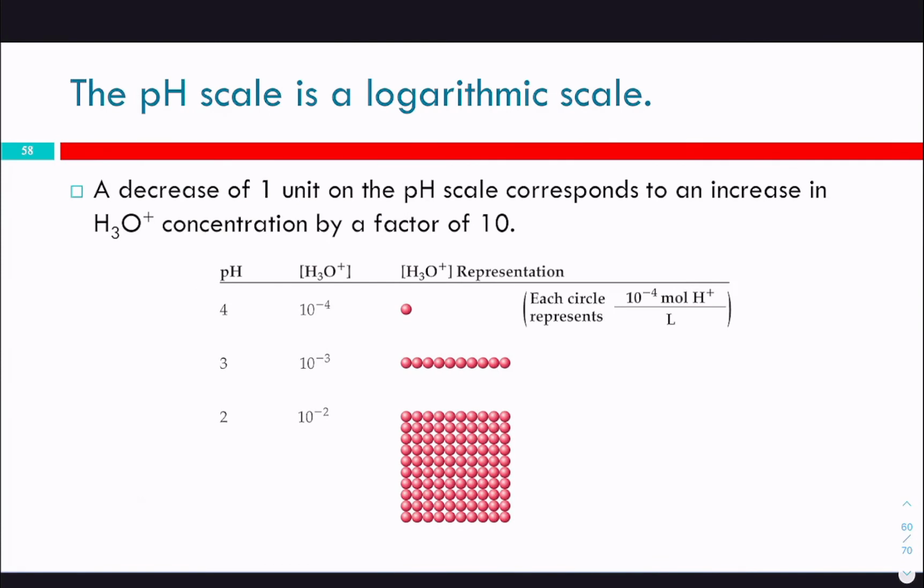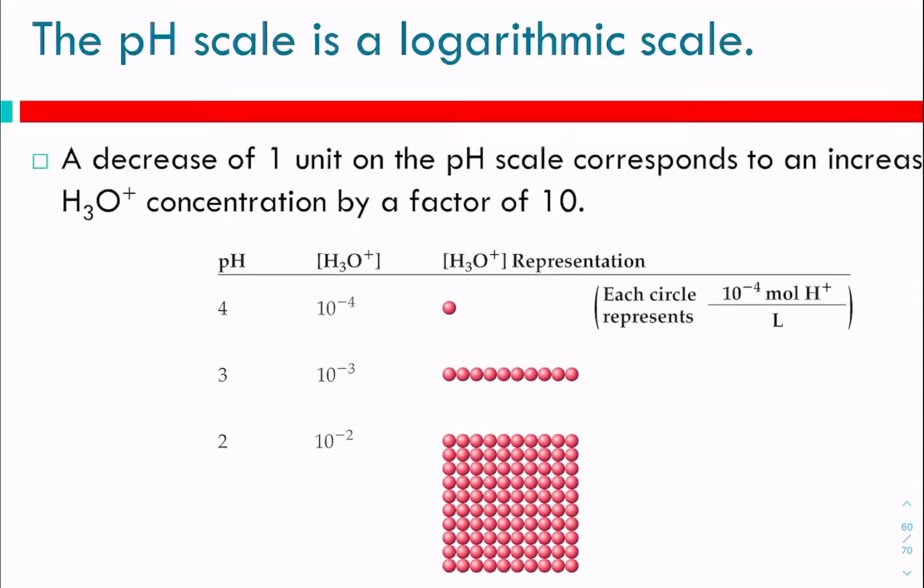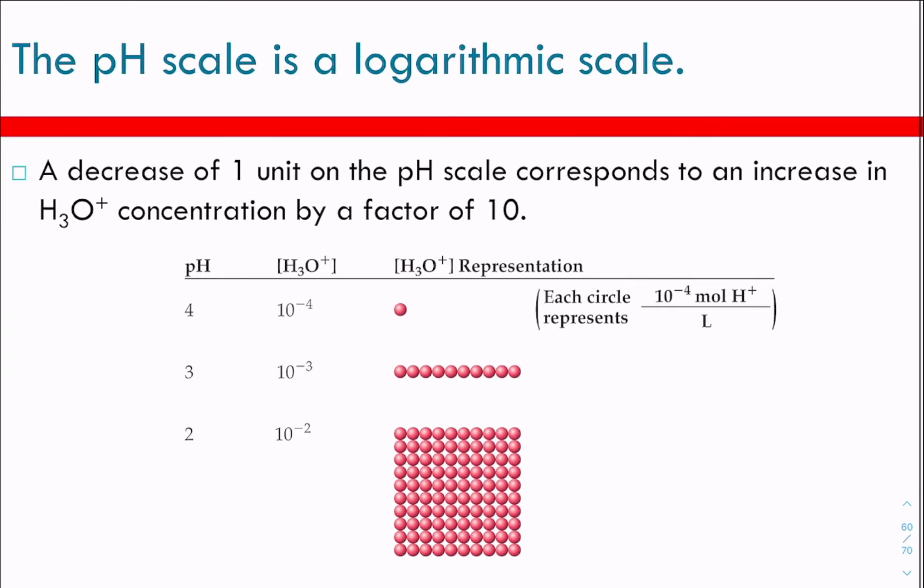We use a log function to do this. The log function basically takes numbers and compresses the distance between them. So, for example, if we have a pH of 4, that represents 1 times 10 to the negative 4 molar H3O+. So this is our times 10 to the negative 4.